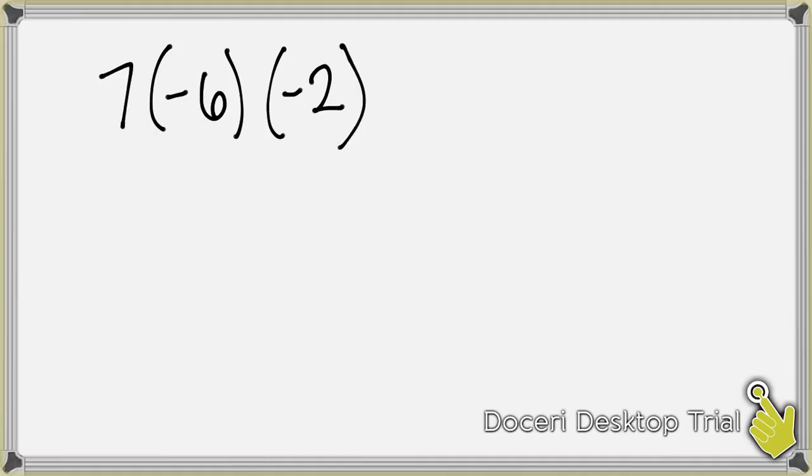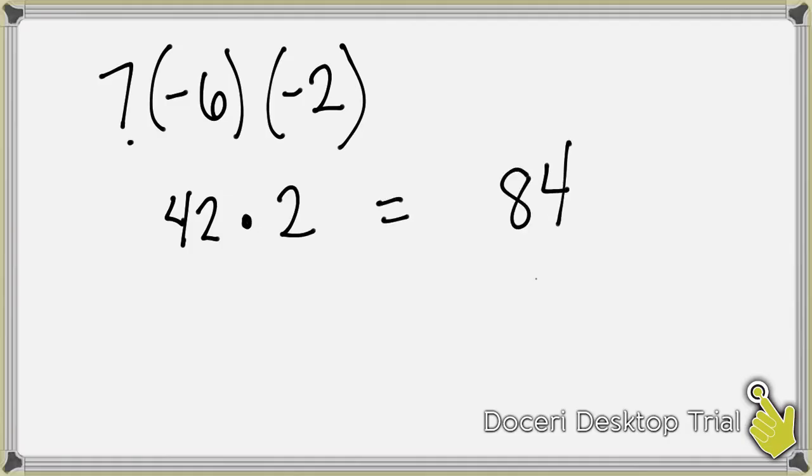All right, now we don't have just 2 numbers being multiplied together. Now we have 3 numbers that are all being multiplied together. So 7 times negative 6 times negative 2. So once again, we're going to just multiply like normal right away. So we're going to say, okay, 7 times 6 is 42, and 42 times this 2 is going to be 84.